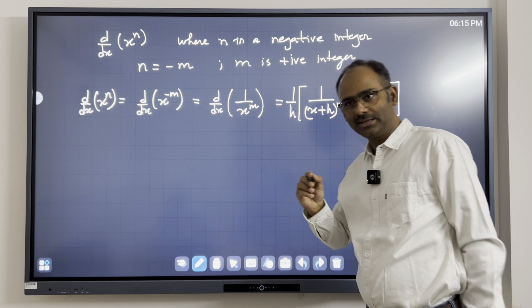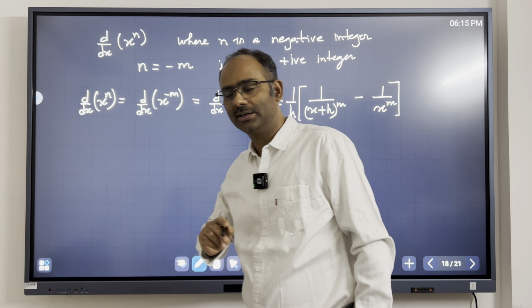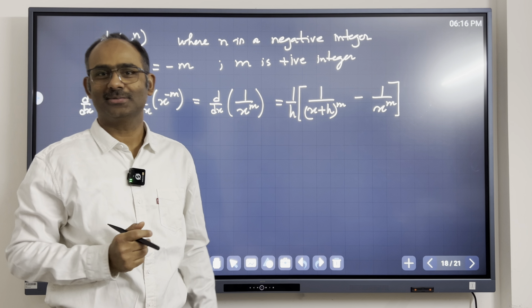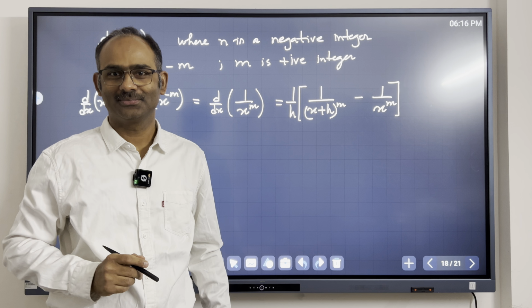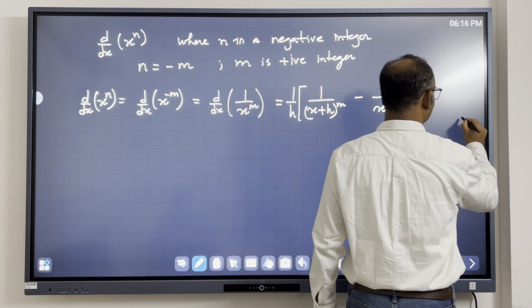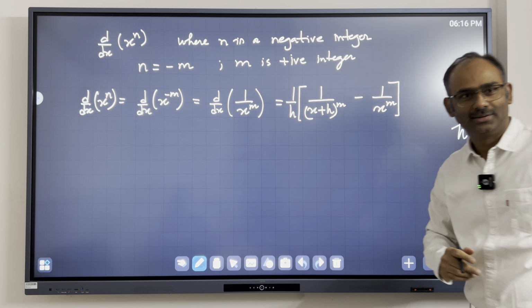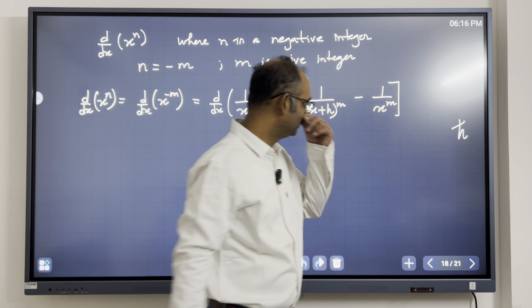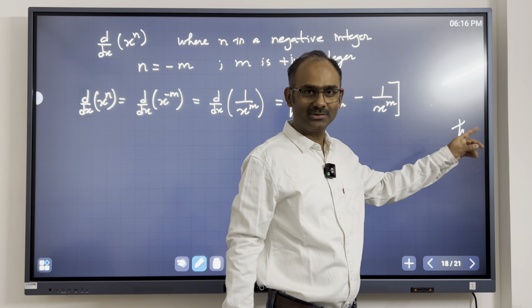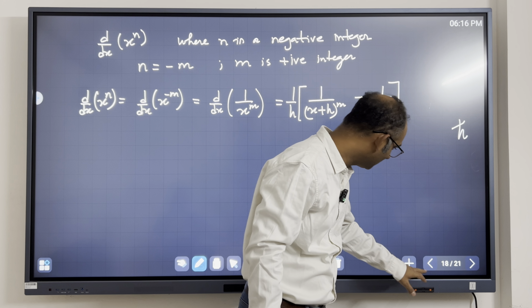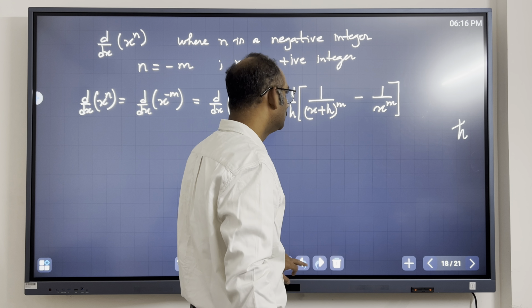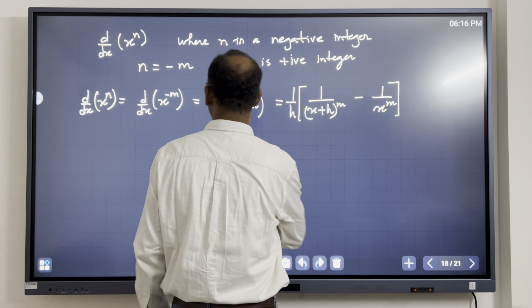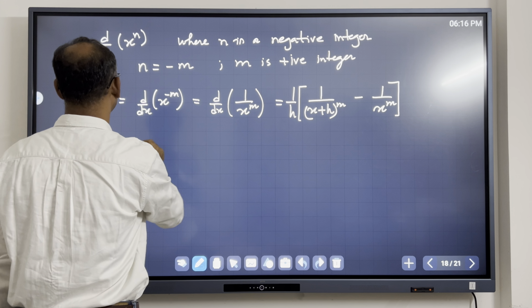Whenever I am writing h, I want to cut it. I want to write h bar. My habit of writing h bar. You don't know this? Of course you don't know this. You are too young to know that. That is Planck's constant divided by 2 pi. Don't worry. 2 pi or 4 pi? 2 pi.